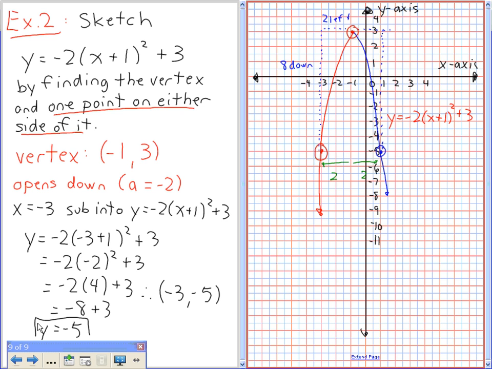If you take a look here, the axis of symmetry, if you're concerned, is actually right there. So my axis of symmetry is actually at x equals negative 1.